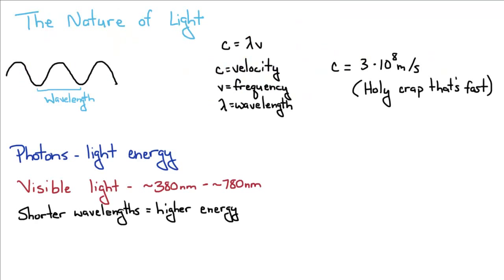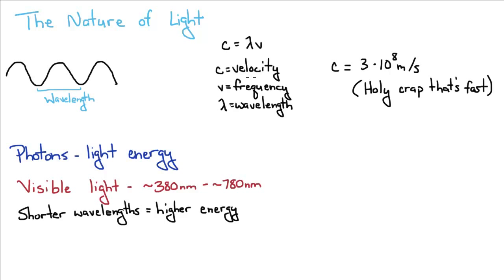So the nature of light. Light is a type of electromagnetic radiation. It travels as a wave. It's got short wavelengths or long wavelengths, and it also behaves as a particle. Light energy comes in these little bundles called photons.